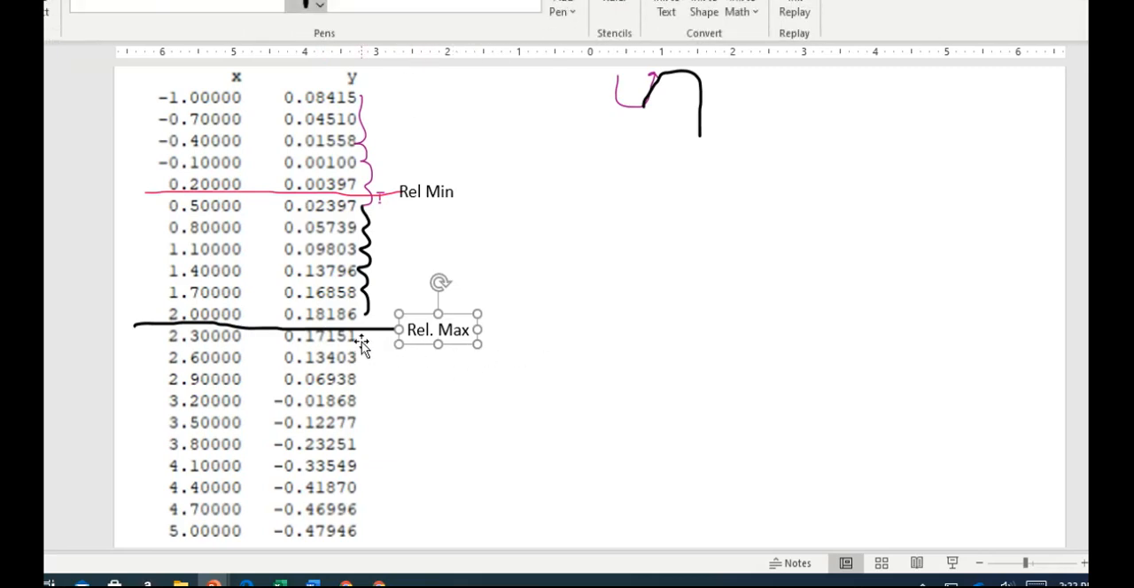So then we're going to keep looking. We've got an increase, and then another decrease. So right here, we've got another increase and then decrease, which would make that another relative minimum right here. And then 0.01, it just continues to decrease. So there would not be any more relative maximums or minimums.